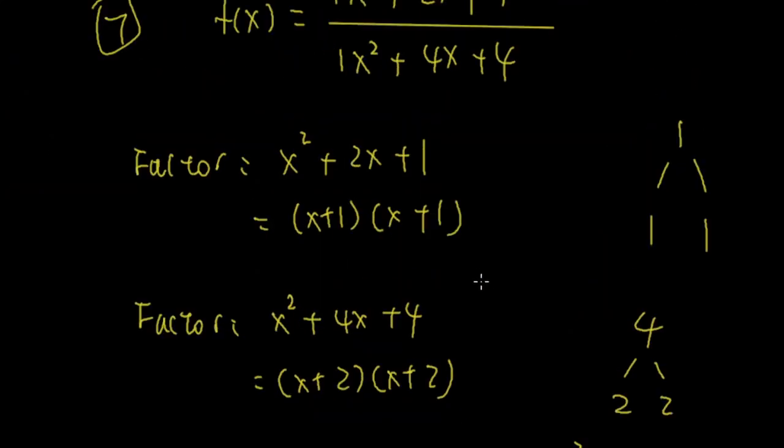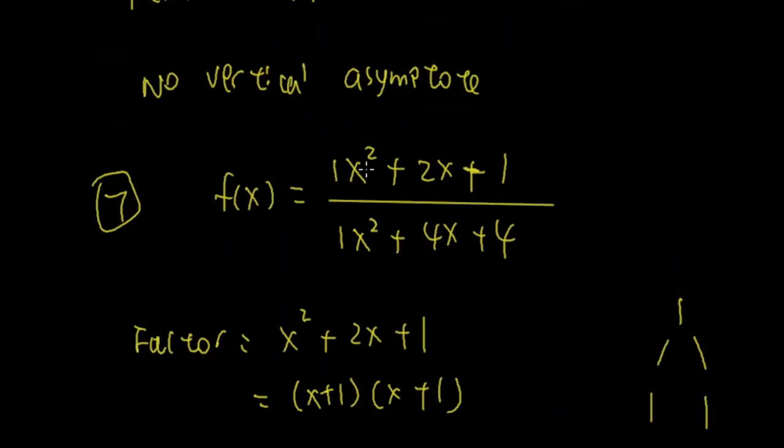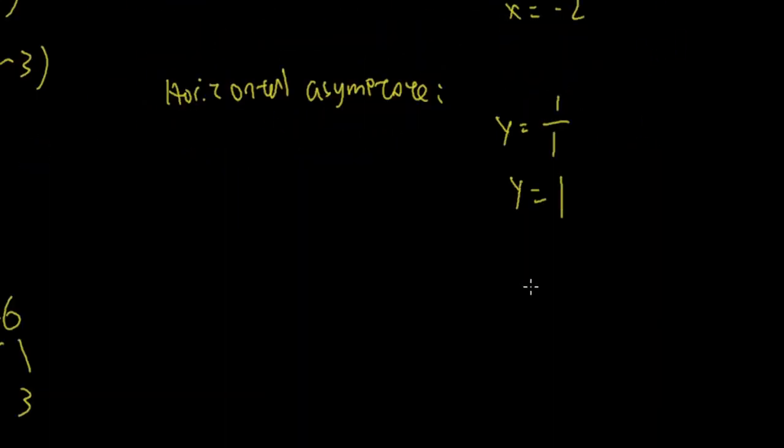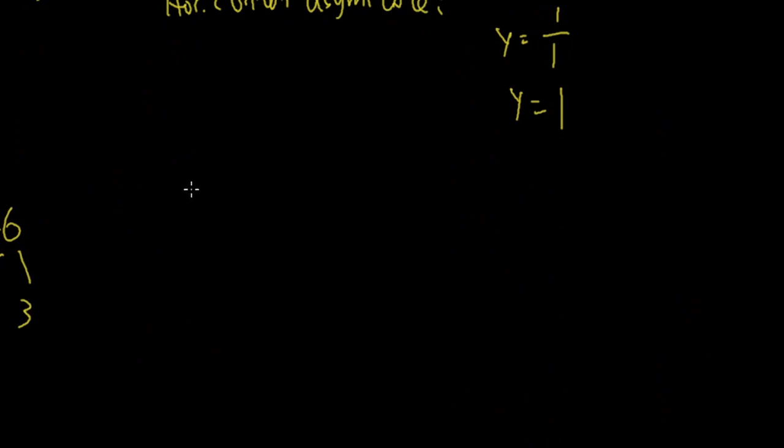As you can see, the highest degrees of power are the same. So it's not like the highest degree of power in the numerator is 1 greater than the highest degree of power in the denominator. So no oblique asymptote here.